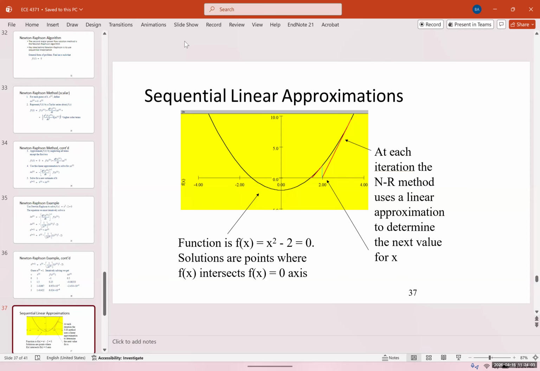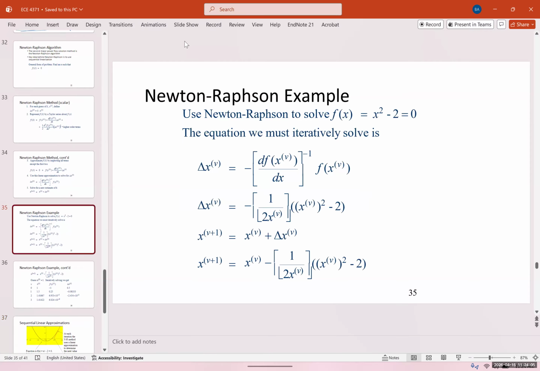We're going to use the same example that we had for the Gauss-Seidel iteration algorithm and convergence, and let's see how many iterations it takes. So using Newton-Raphson to solve, f of x is going to be x squared minus 2 equal to 0. The equation we must iteratively solve is delta x, again: negative df of x^v over dx, inverse, times f of x^v.